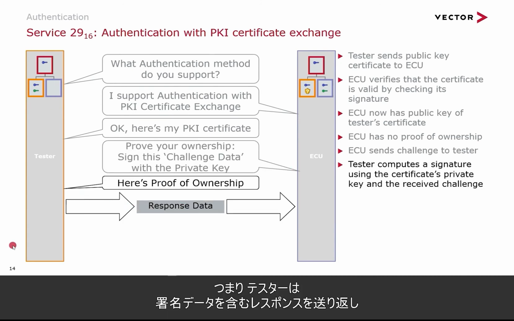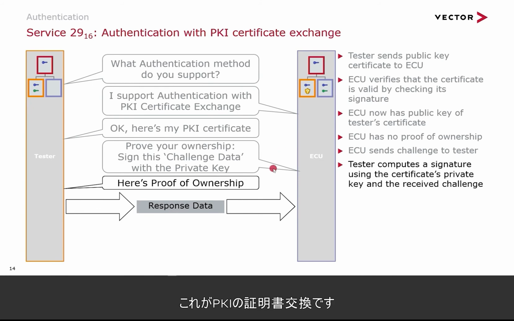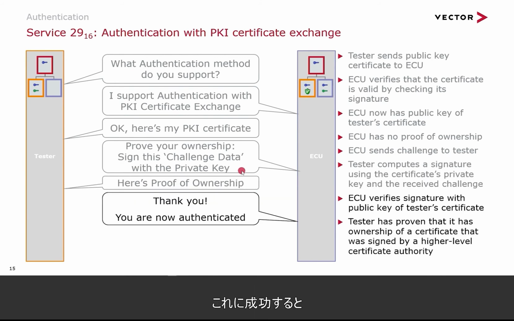So the tester sends back a response, the signature data, and the ECU is able to then verify that signature based on the public key. So this is PKI certificate exchange. It's similar to the kind of thing that you would see in TLS on the internet. So if you know about that, you kind of understand this mechanism here. And yeah, if we've done this successfully, then the tester is known to have ownership of the certificate, and we therefore authenticate the tester at the ECU, and you get a positive response back.